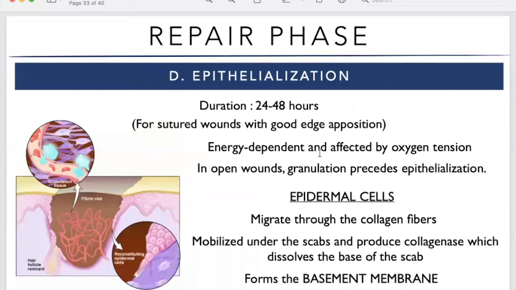Next, epithelialization occurs 24 to 48 hours after granulation, okay? For sutured wounds with good edge apposition, because basically it happens really fast, right?